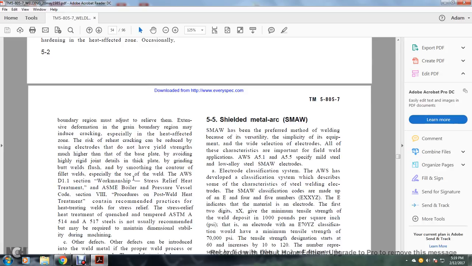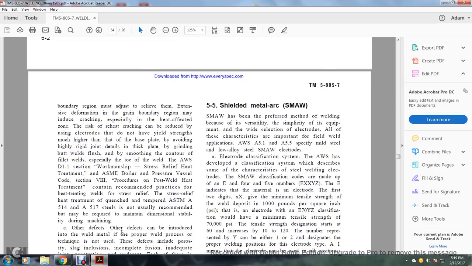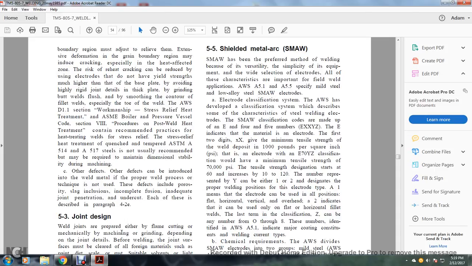The American Welding Society D1.1 section on workmanship and stress relief, and the American Society of Mechanical Engineers Boiler and Pressure Vessel Code Section 8, provide recommended practice for heat treating welds. Stress relief heat treatment of quenched and tempered steels, such as American Society for Testing and Materials A514 and A517, is not usually recommended. It may be required for maintaining dimensional stability during machining.